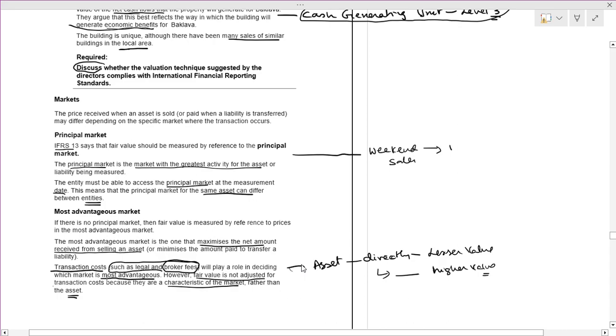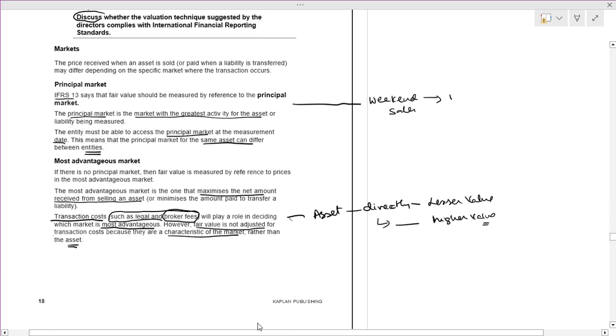What is the principal market and what is the advantageous market? If there is no principal market, then fair value is measured by reference to the prices in the most advantageous market. The most advantageous market is the one that maximizes the net amount received on selling an asset, or minimizes the amount paid to transfer a liability.